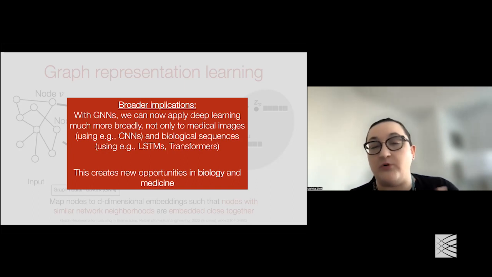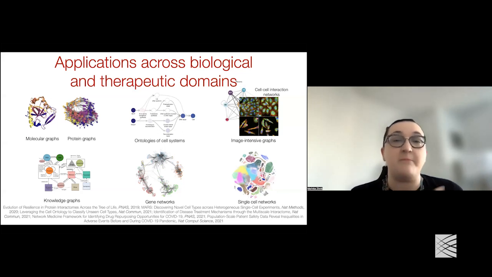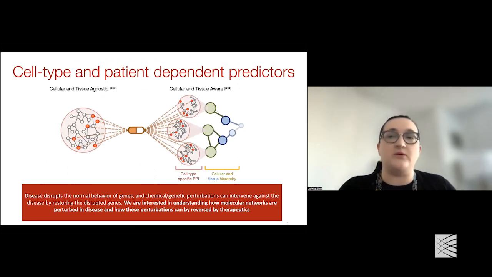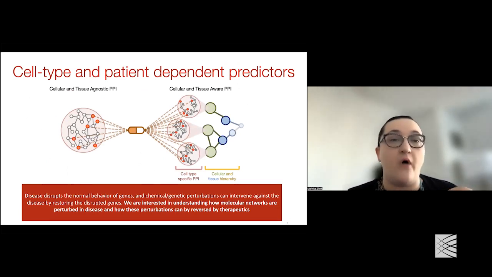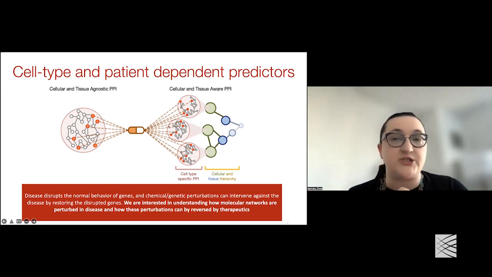One opportunity of that type was discussed by Josh in Webster. And there are many other kinds of applications across biological, knowledge, and therapeutic domains that really use the power of representation learning to model molecular graphs, protein structure, ontologies of cellular systems, knowledge graphs, gene interaction networks, single cell networks. So in the remaining two or three minutes, I'll just give you a very high level overview of a few of those applications.